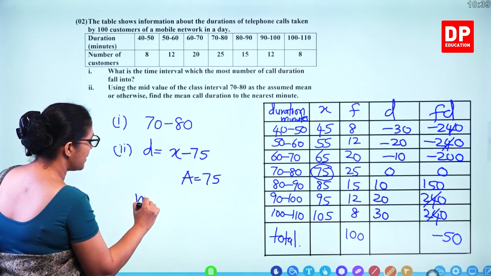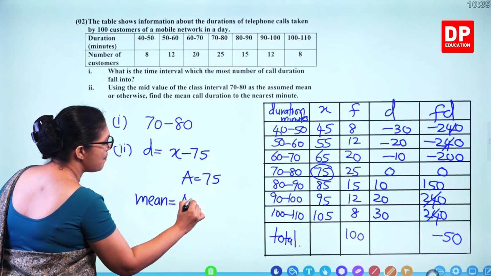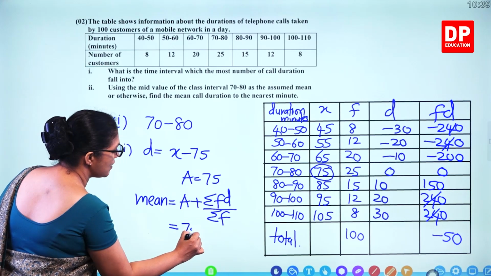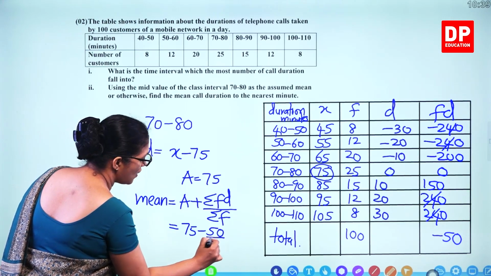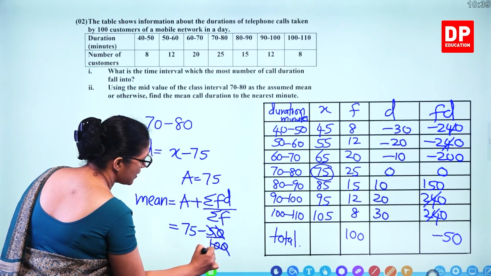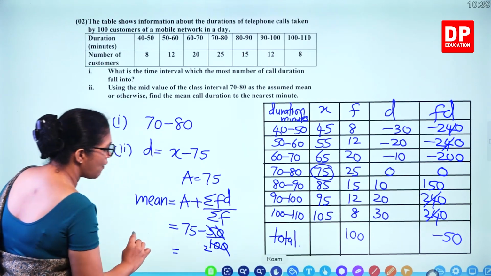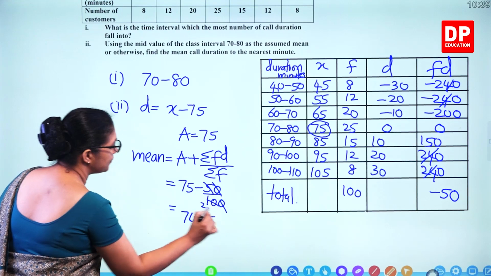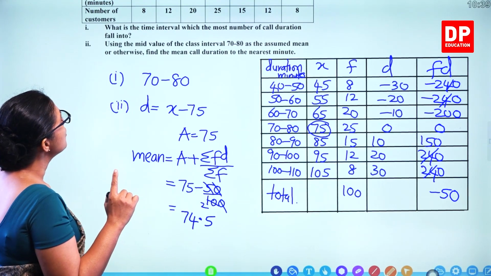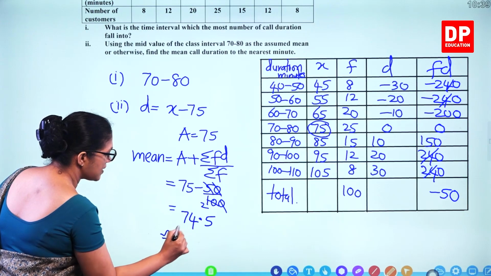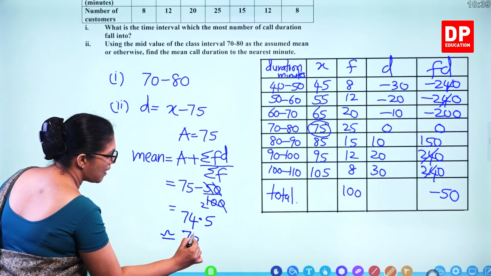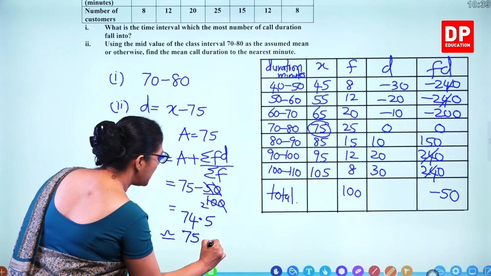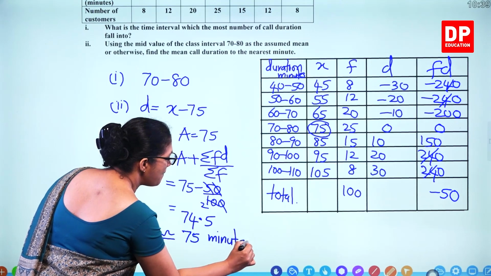So what is the mean? Mean is assumed mean plus sigma FD over sigma F. Assumed mean is 75 minus 50 over 100. So you get half here. So 75 minus half, 74.5. And it says to the nearest minute. So you can say this is 75 because 5 or more, we have to add 1 to the previous one. So 75 minutes is the mean value.